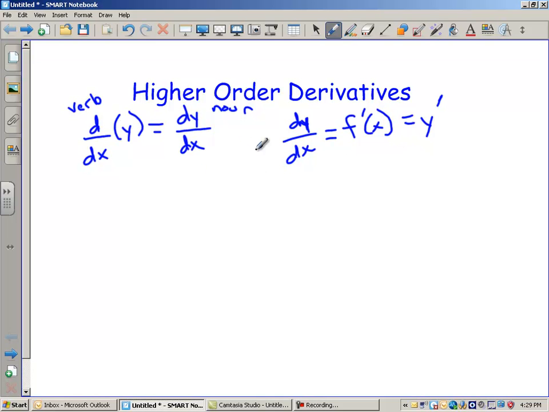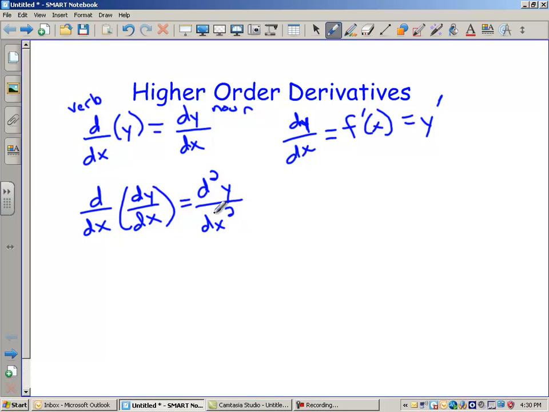Now if you do the derivative again, in other words, if you take d dx of dy dx, you take the derivative again. Leibniz had some weird notation. He thought about this as a fraction, and he called this d squared y over dx squared. He didn't want to put brackets around the dx, but that was his notation. This stands for the second derivative. So we could call this f double prime of x, or we can also call this y double prime.